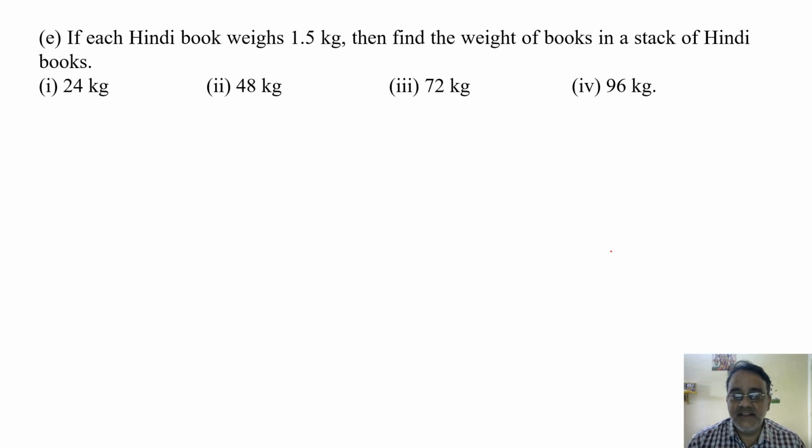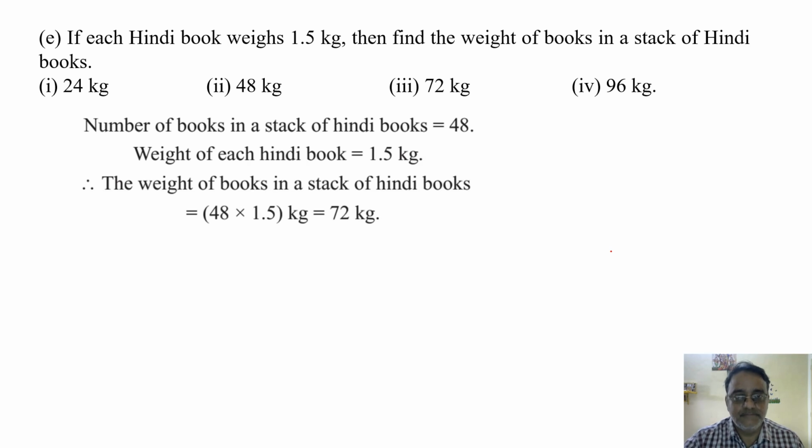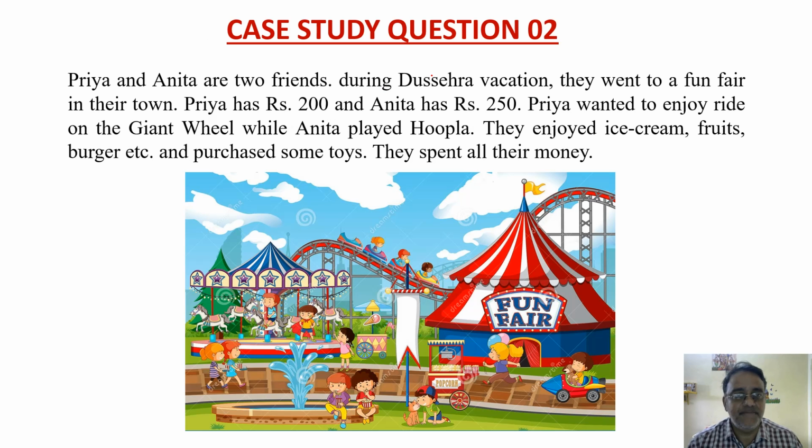Right. So now we are moving toward the next question. If each Hindi book weighs 1.5 kg, then find the weight of the books in a stack of Hindi books. Right. So in one stack 48 books are there and the weight of one book is 1.5 kg, it is given. So the weight of books in a stack of Hindi books will be 48 into 1.5, that is 72. And the correct answer is the third one. Any doubt in this question? No, sir. Right. So now we are moving toward the next case study question.